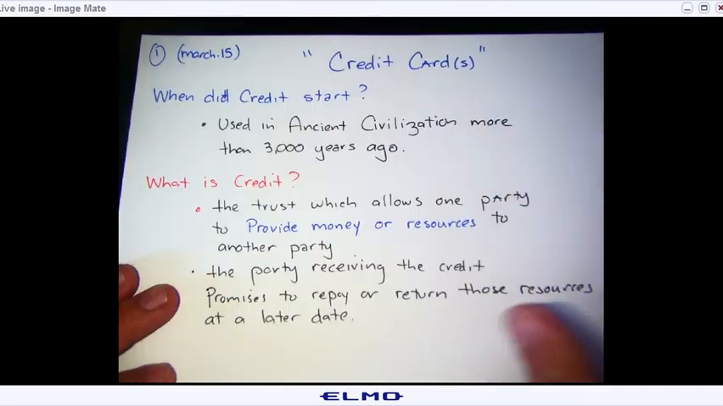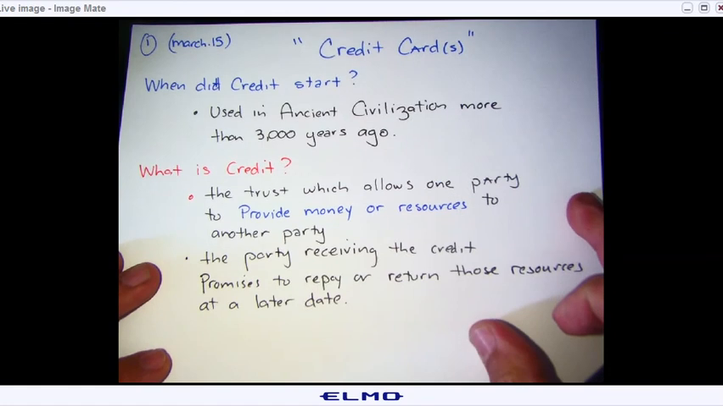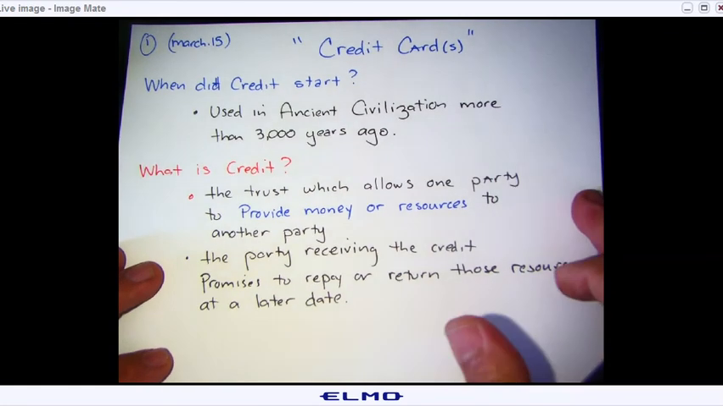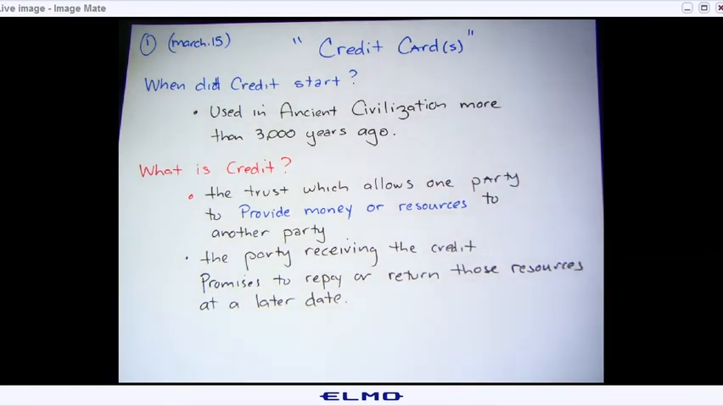Here it basically gives you a little definition. What is credit? The trust which allows one party to provide money or resources to another party. The party that's receiving the credit promises to repay or return those things. Hey, I'll lend you the lawnmower. Okay, I'll bring it back. And then you return it at a later date. So that's the credit. So far, so good.